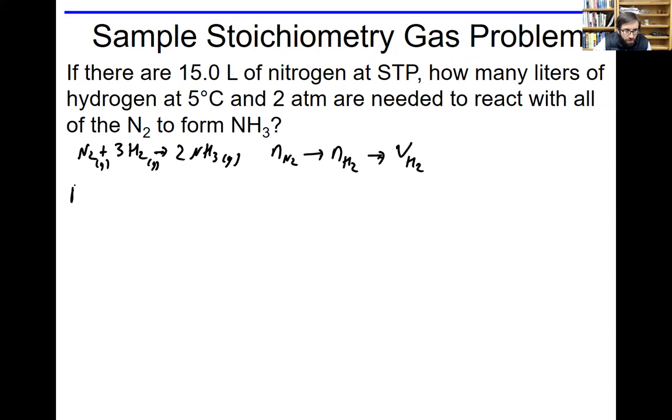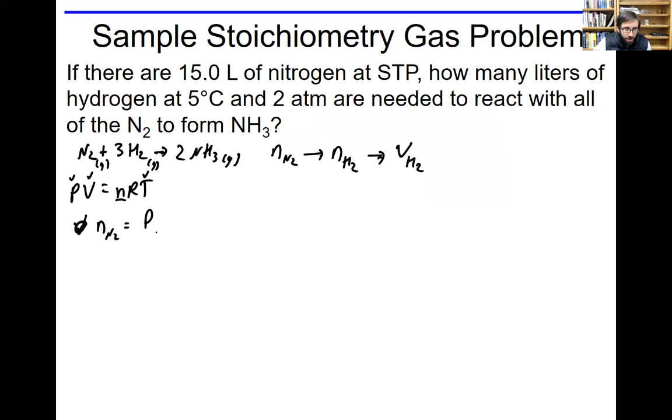All right, so let's start out with PV equals nRT. And we here want to solve for n. We have all the other variables that we need. We have the volume, it's 15. We have the pressure, it's 1 atmosphere at STP. That's the definition of STP. And the temperature is 0 degrees C. That's the definition of STP. 0 degrees C, 1 atmosphere. So we'll be able to calculate n because R is always the ideal gas constant. So let's solve for n here. And I'm going to put n nitrogen just to make this clear, because later we're going to be dealing with n hydrogen. So this is the number of moles of nitrogen.